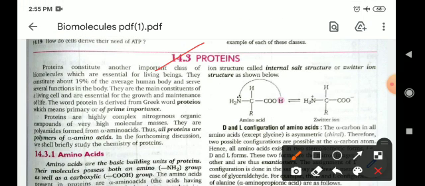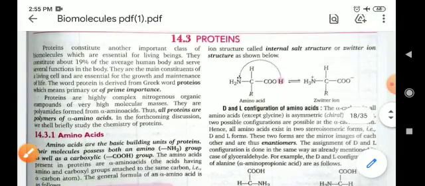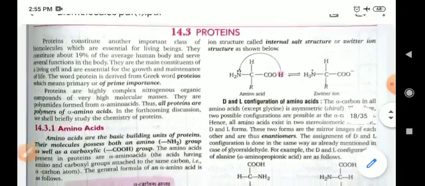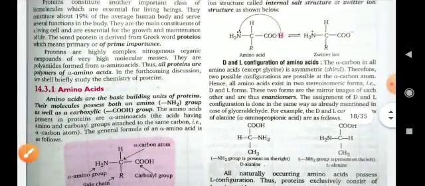So what are proteins? Proteins are highly complex nitrogenous organic compounds of very high molecular masses. They are polyamides formed from alpha amino acids. Thus, all proteins are polymers of alpha amino acids, meaning proteins are formed by the combination of amino acids. The constituent unit of protein is the amino acid. So, as we know the constituent unit of proteins is amino acids, we will discuss amino acids.